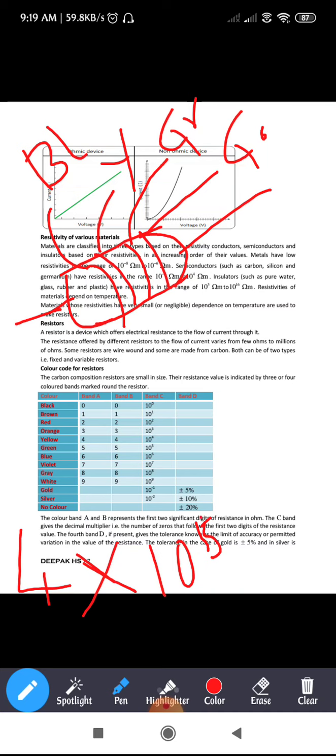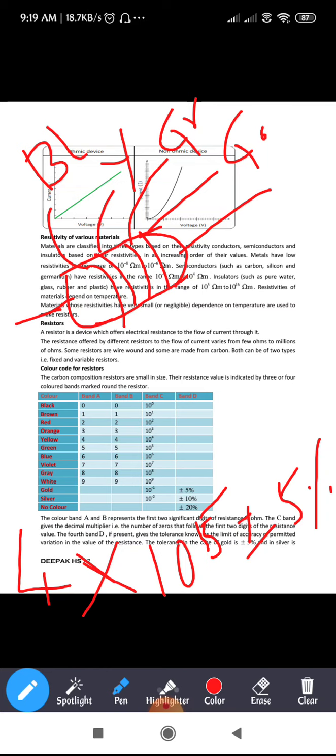Next, the fourth band is gold. The value of gold is 5%. So this is the value of the given resistance: 4 into 10 power 5 plus or minus 5%. This is how you are going to calculate the value of a given resistor. I hope everyone has understood. In case you have any doubts, please do ask and get them clarified, because in your examination, a one mark question on this is definitely going to be asked.